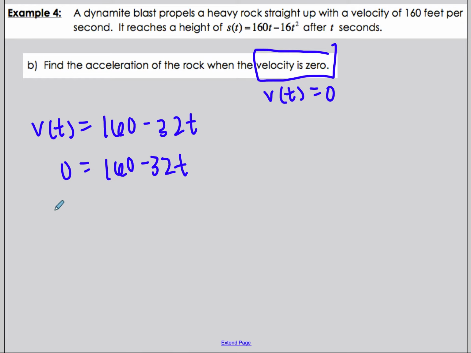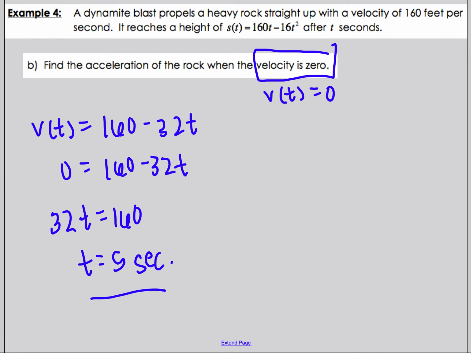Okay, so I'm going to add 32t to the other side. I like to keep things positive if I can. And then divide both sides by 32. So 160 divided by 32, I do believe is 5. And this would be seconds. So this answers part of my question. Okay, it says we need to find the acceleration of the rock when the velocity is 0. I now know when my velocity is 0. It's when t equals 5 seconds.